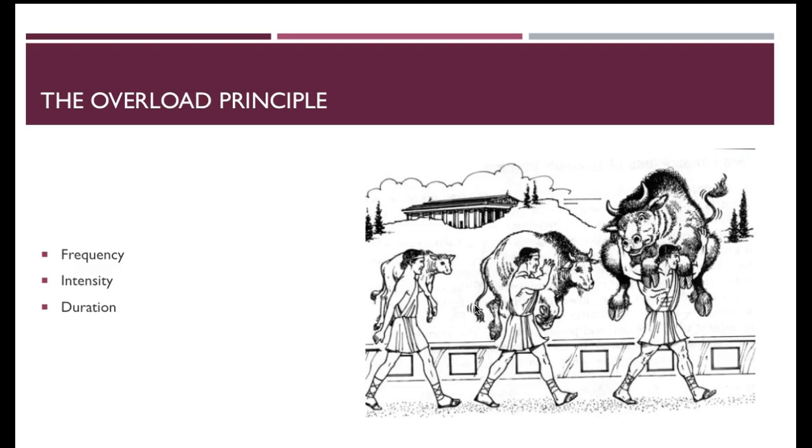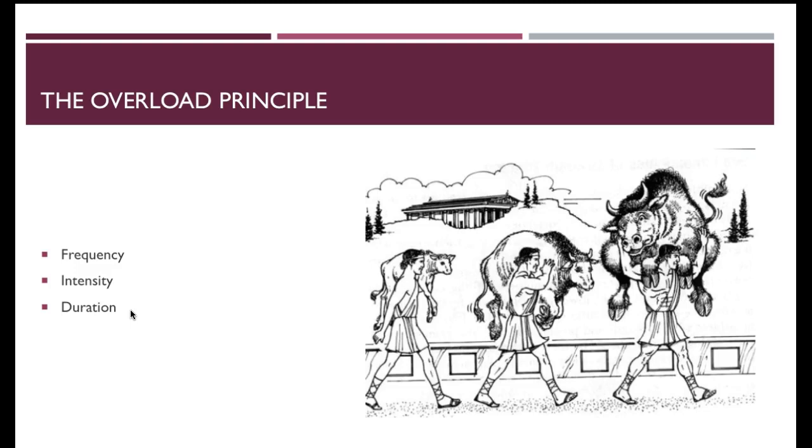about how this progression takes place by controlling the frequency, intensity, and duration. Frequency referring to number of times per week, so how many times a week you're going to do an exercise. The intensity referring to the percentage of the absolute maximum effort. And then finally the duration, the number of minutes per exercise.